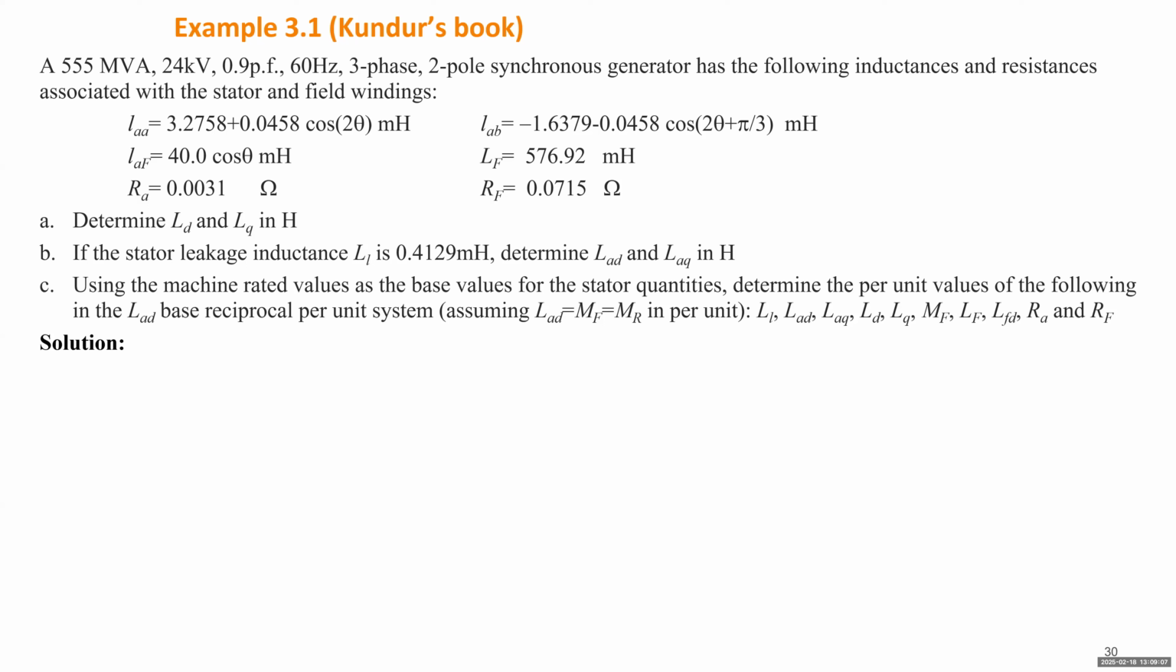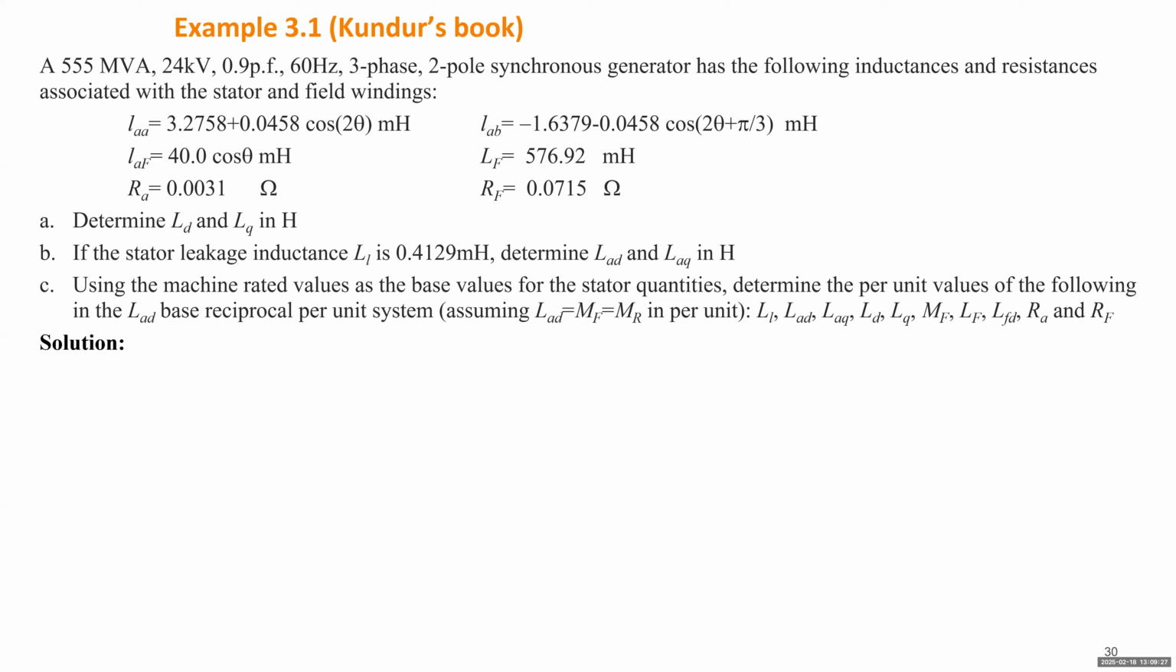So we need to calculate LOD and LOQ in the unit of Henry. If we know the leakage inductance is this value, we want to determine LAD and LAQ. LAD is equal to LD minus LL. LAQ is LQ minus LL, okay?